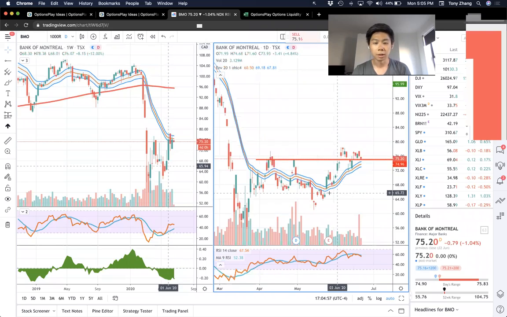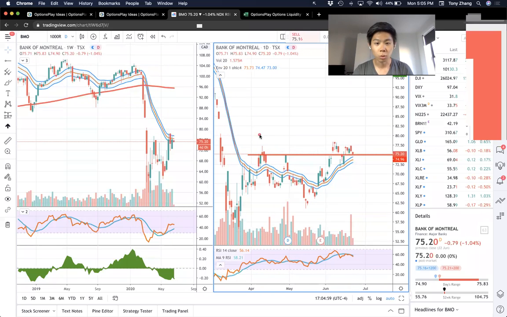And what you'll see here for BMO is that for quite a few months, it couldn't manage to get above 75. But recently, it managed to break above that, actually broke below it, but then broke above it again. So we're now trading just above that 75 level. So the question is whether or not I think BMO is going to continue to rally higher here.